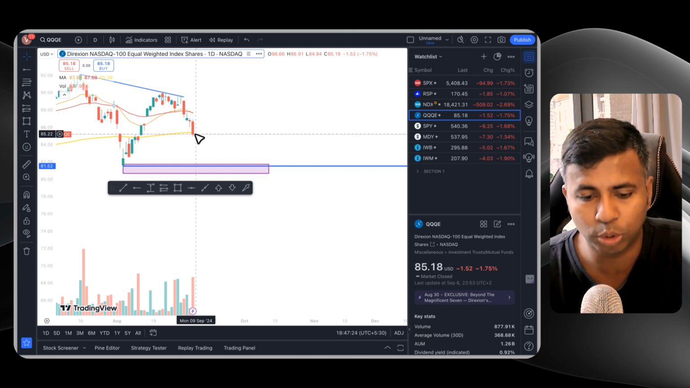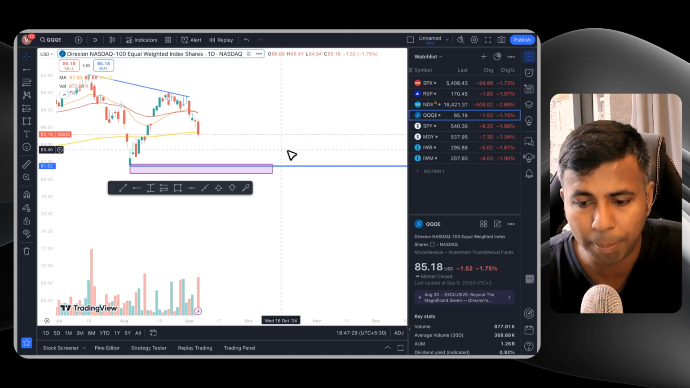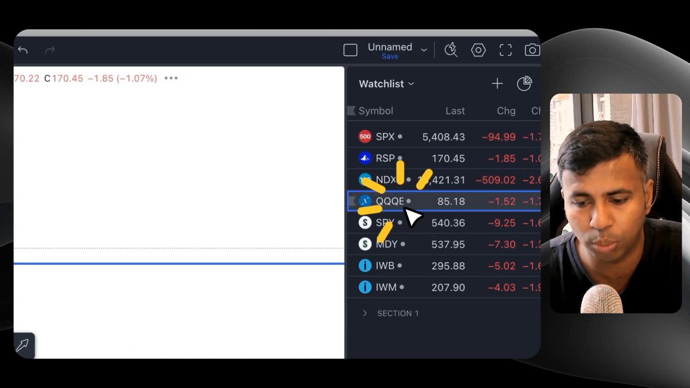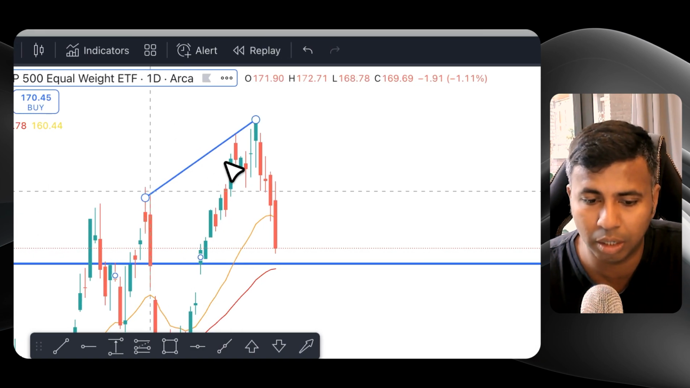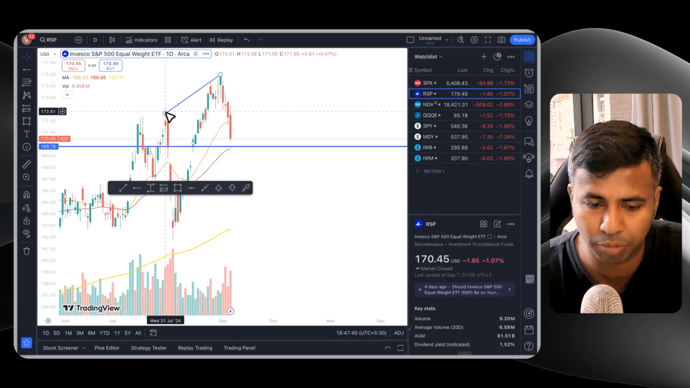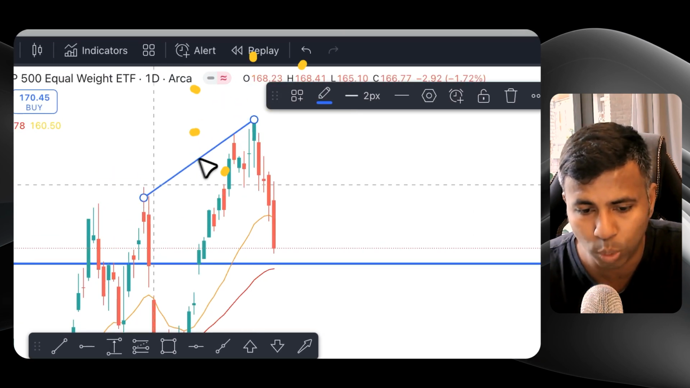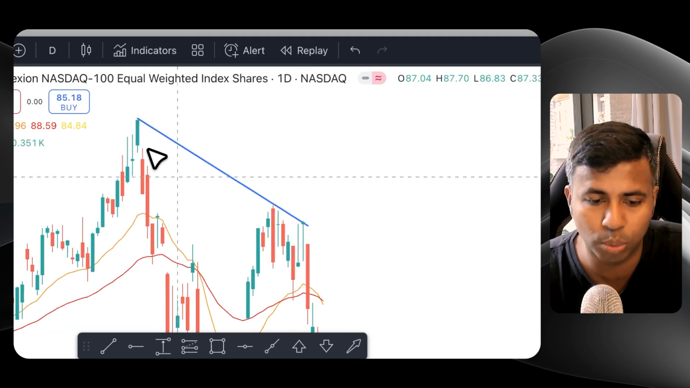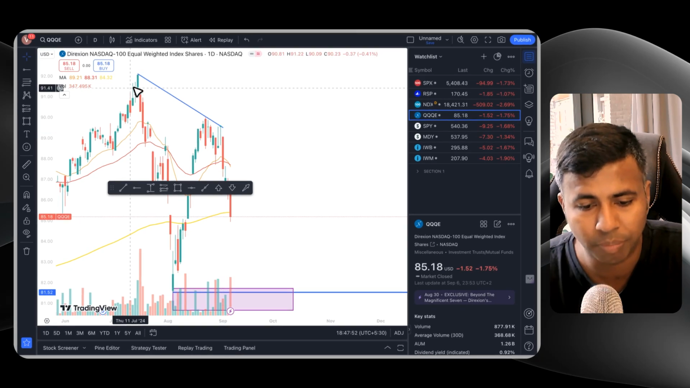So this is also a pretty significant level to watch out for. Now, if you compare the S&P 500 equal index and the QQQ equal weight, you can see that the S&P 500 equal weight made a newer high at the end of August. Like you can see from these two significant points that we have connected here, it made a new high towards the end of August. But when you look at QQQ equal weight, you can see that we made a lower high.